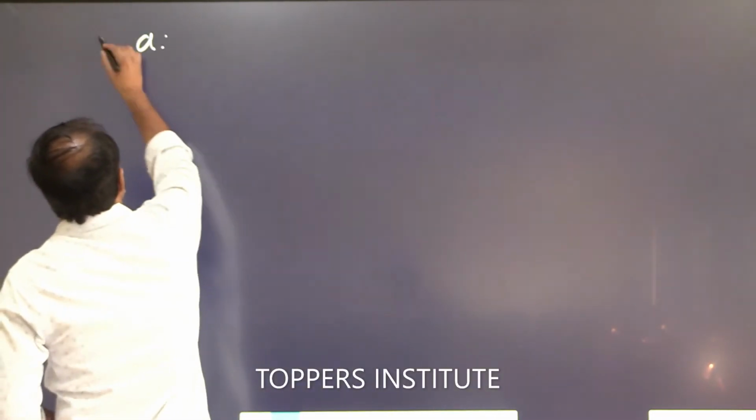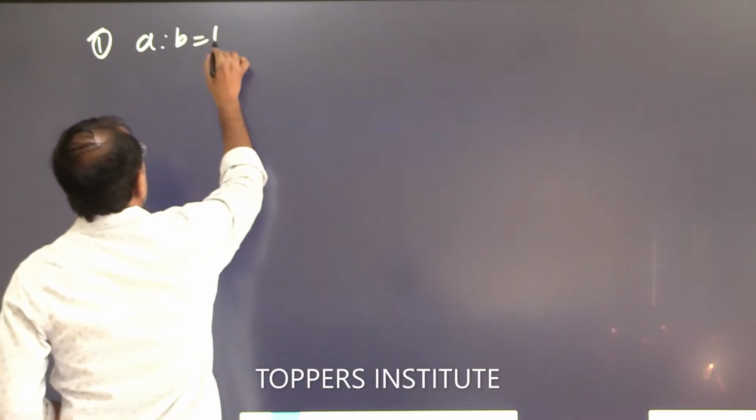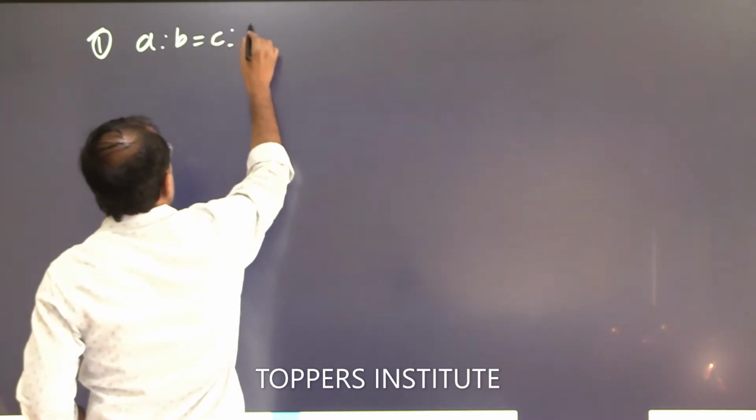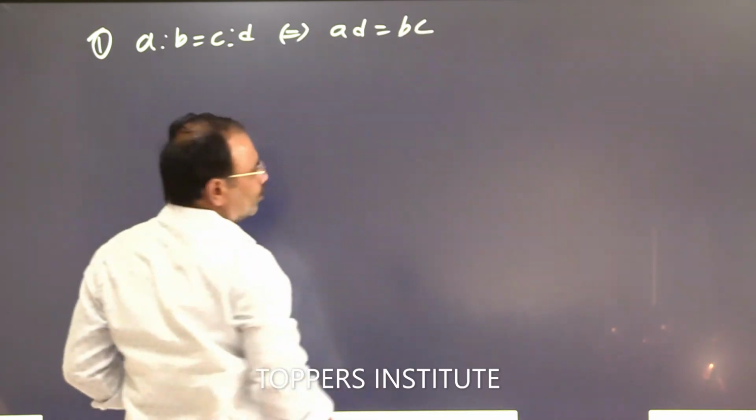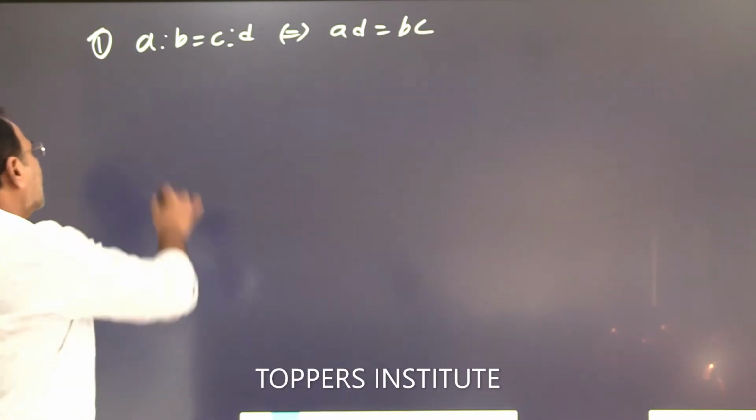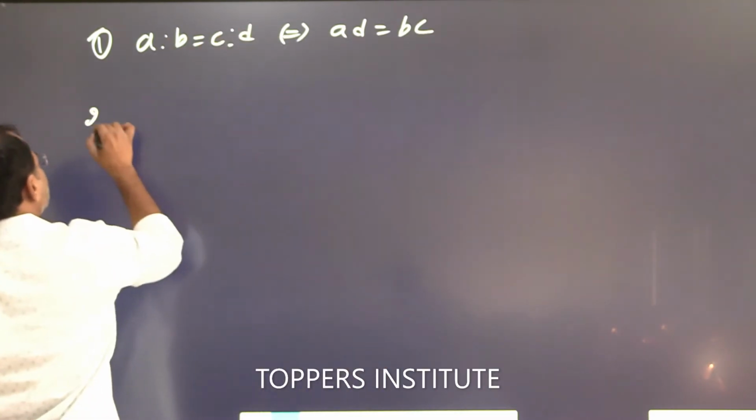First point, if A is to B is equal to C is to D, then you can write AD is equal to BC. AD is equal to BC. This is proportional theorem. Product of extremes is equal to product of means. Then what is the second point?